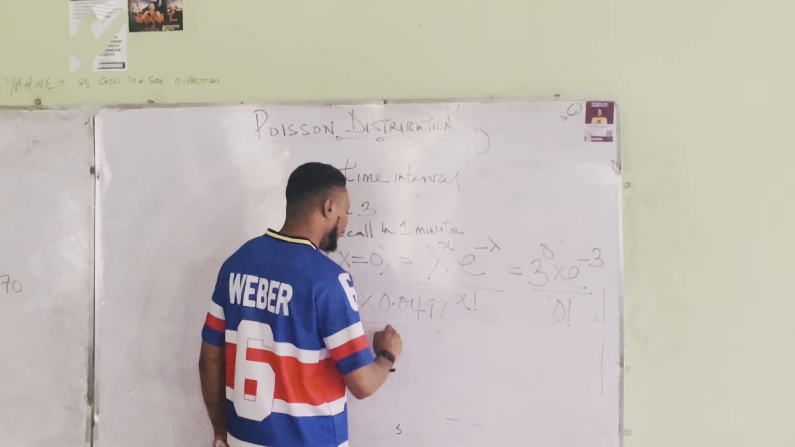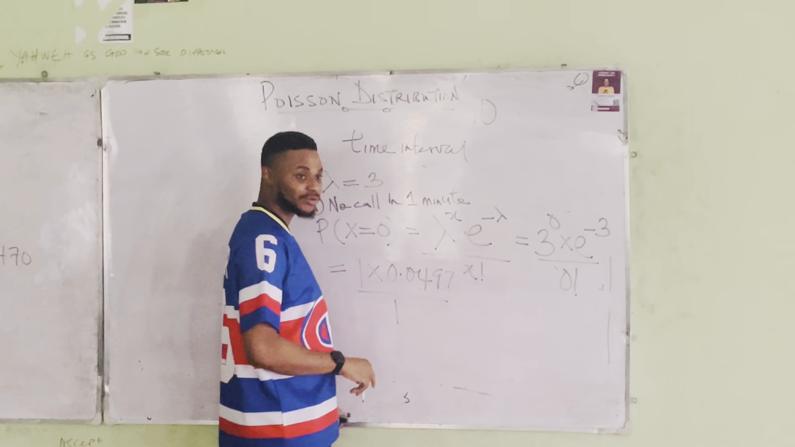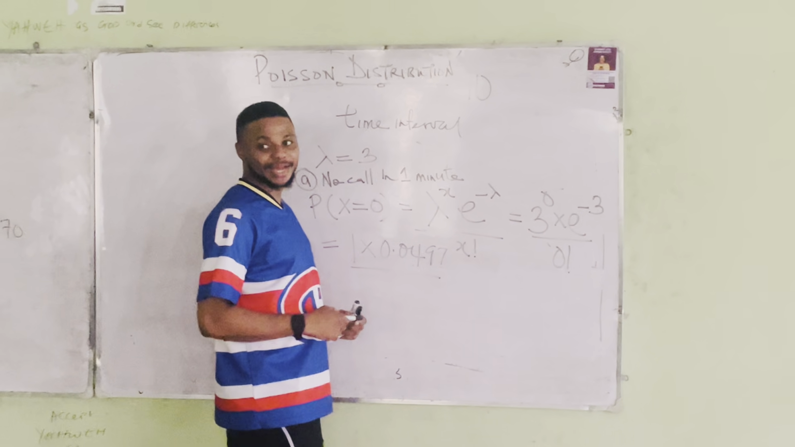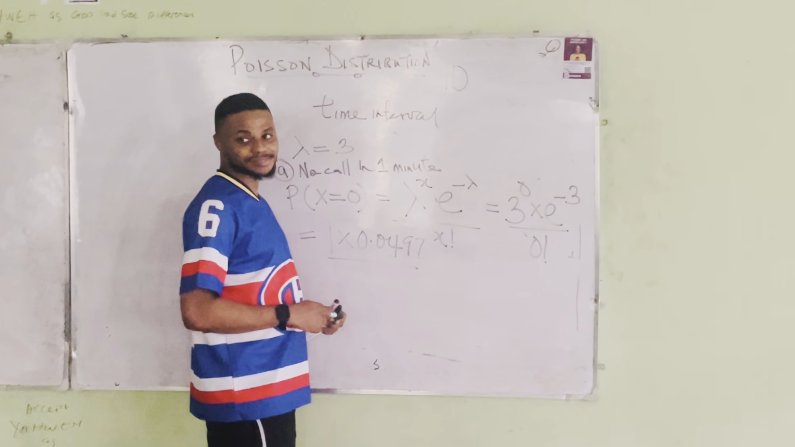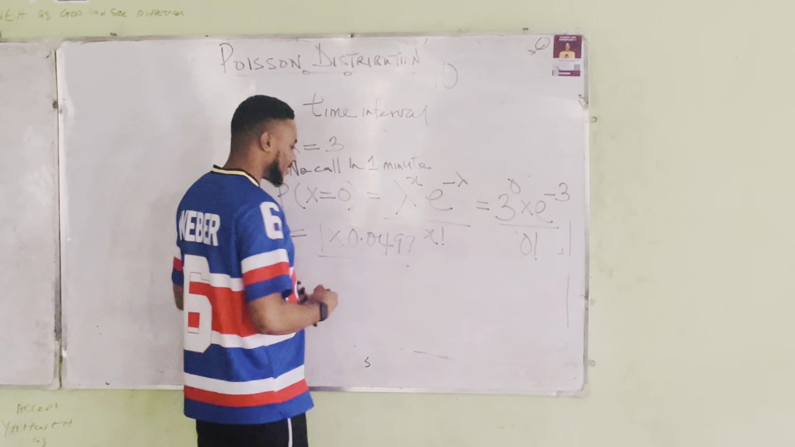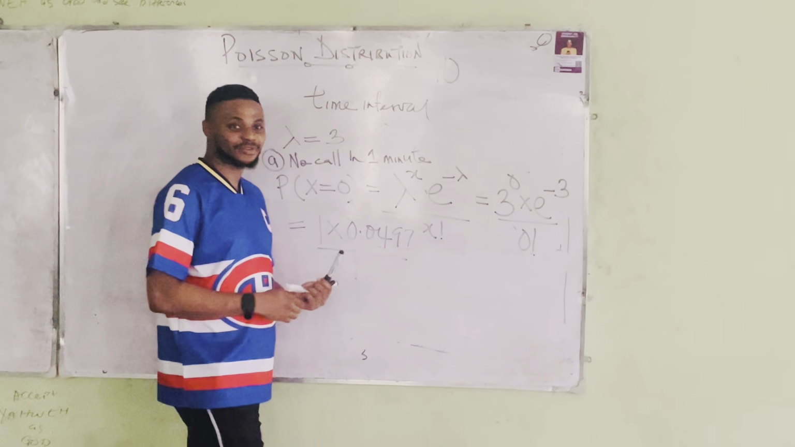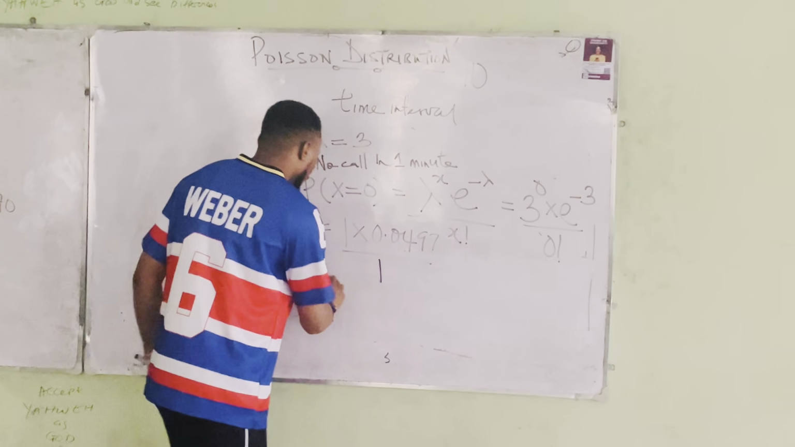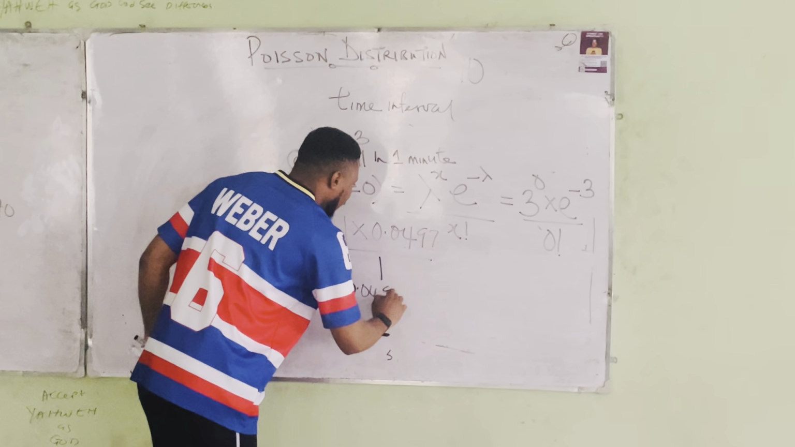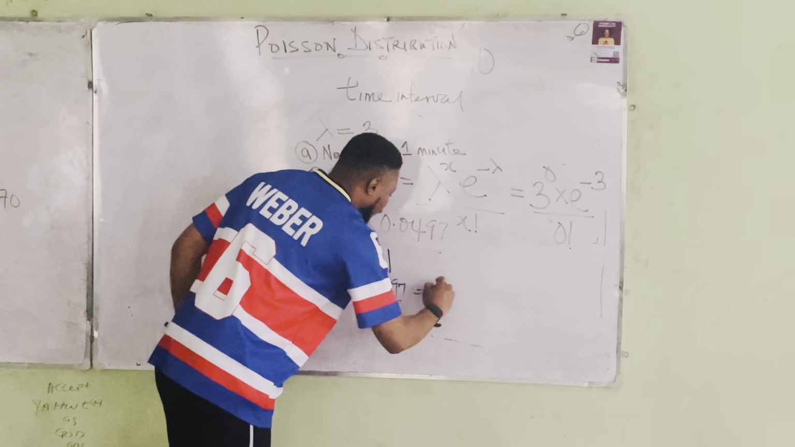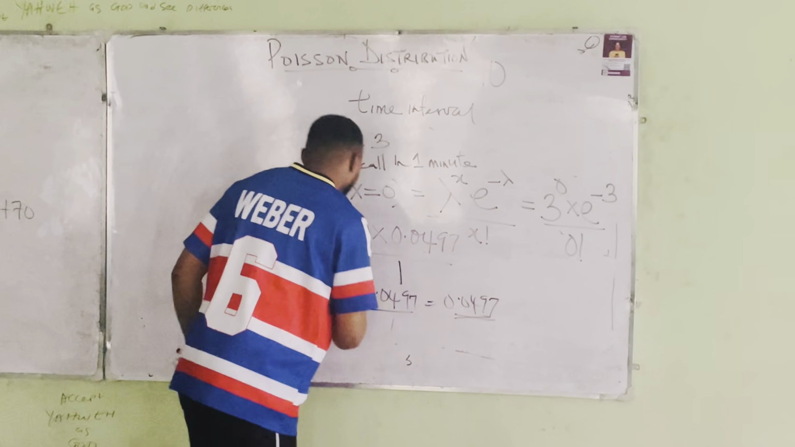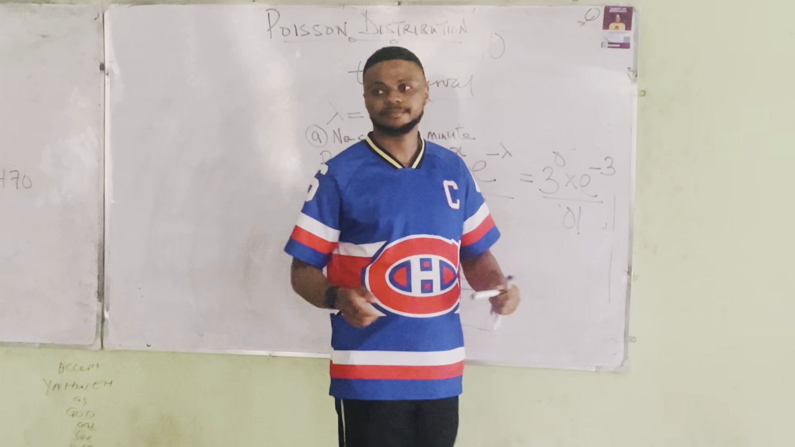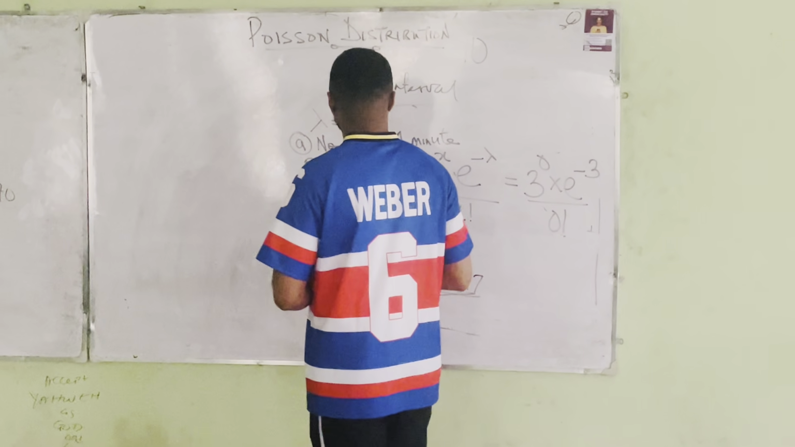Divided by 0 factorial. What is 0 factorial? Is it 0 or 1? Check it now. It's 1. There is no factorial that is 0. 0 factorial is 1. 1 factorial is also 1. So this will now be 0.0497 divided by 1, and it will give you 0.0497. So this is our answer for the probability of x equal to 0. That is the answer. Now let's quickly go to the second one.